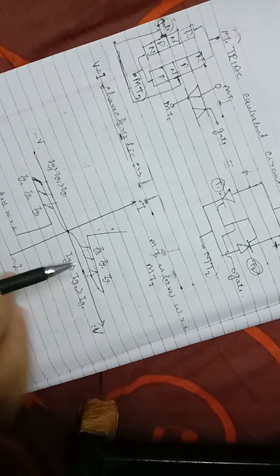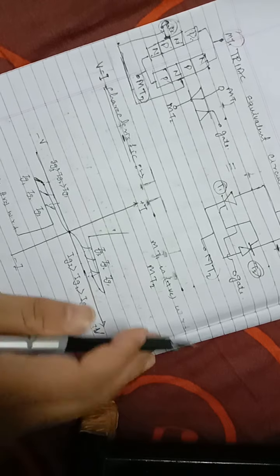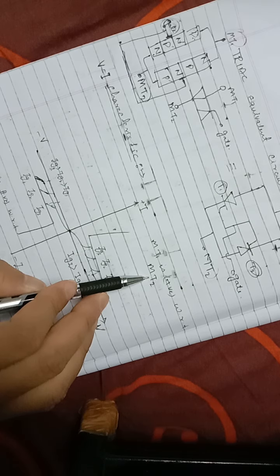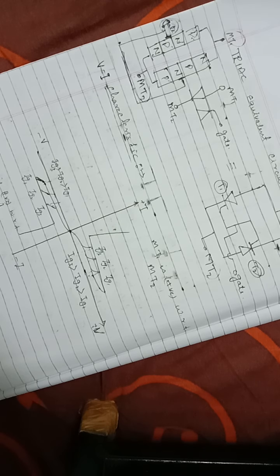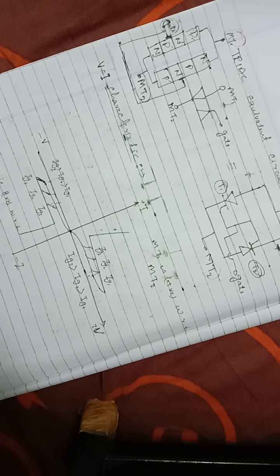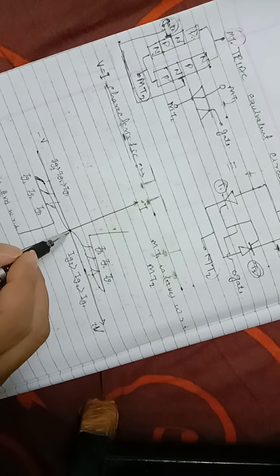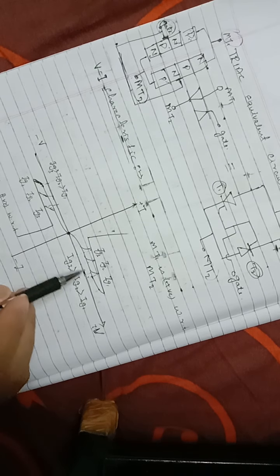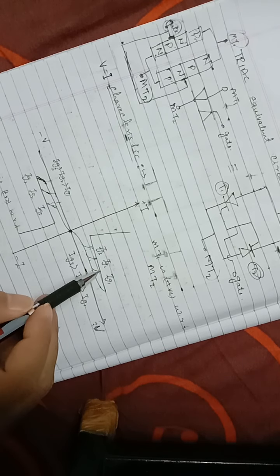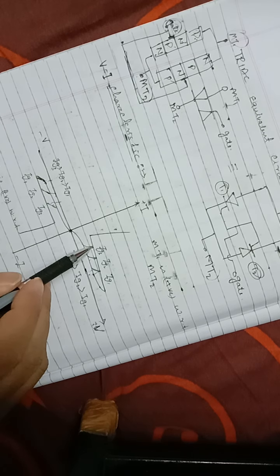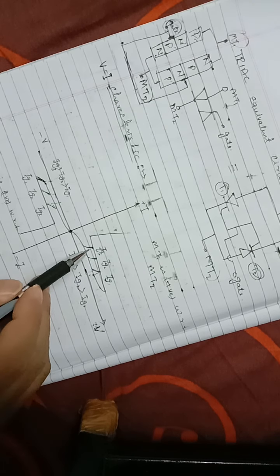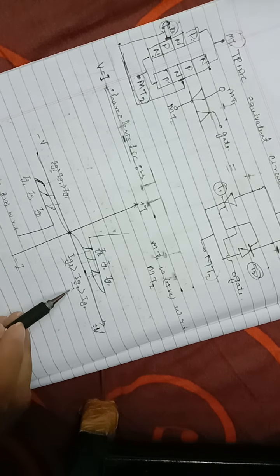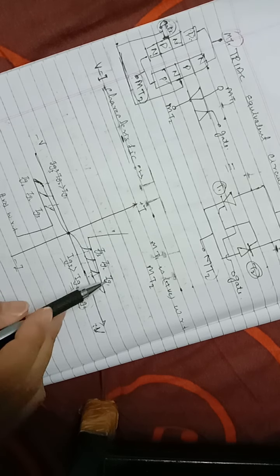Here in this quadrant, MT1 is positive with respect to MT2, and in this quadrant, MT2 is positive with respect to MT1. When a TRIAC is on, we give a gate signal. So here is the gate signal: IG1, IG2, IG3. Here you can see IG3 is greater than IG2 and IG2 is greater than IG1. That means IG1 is smaller.